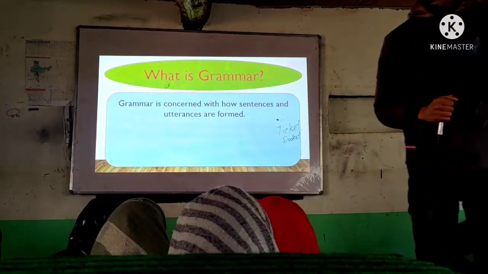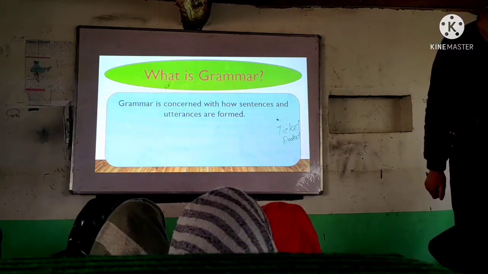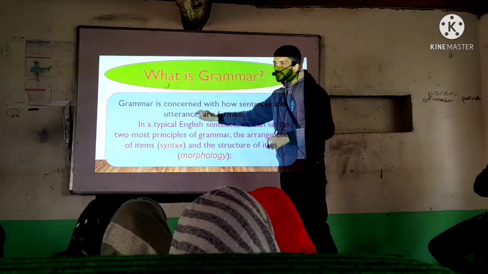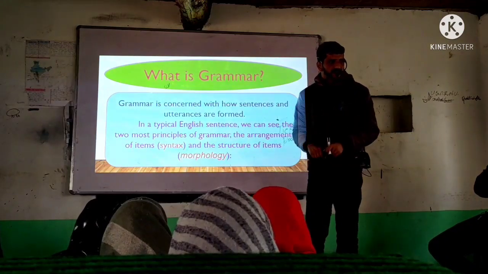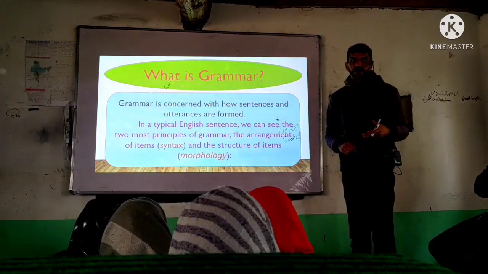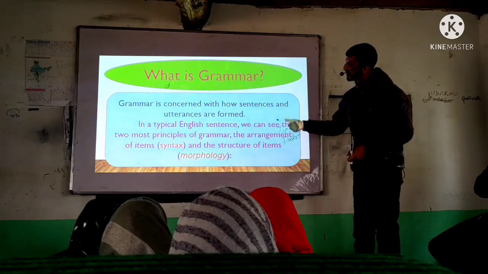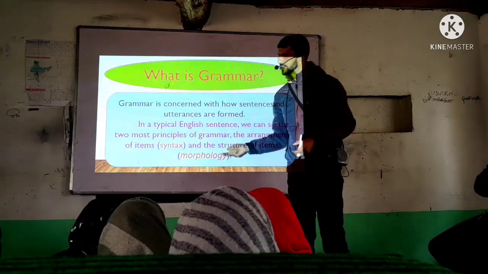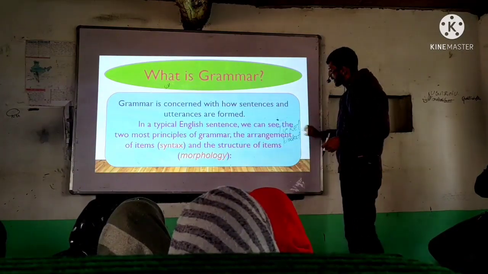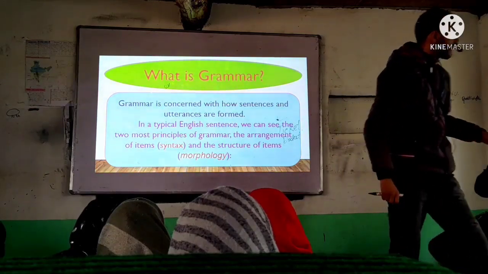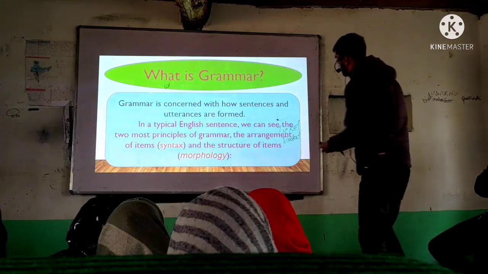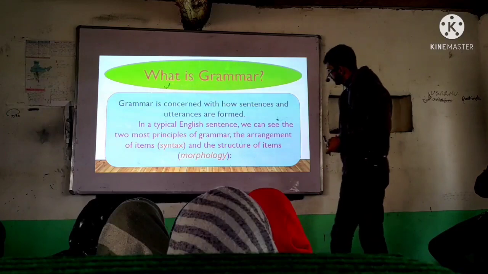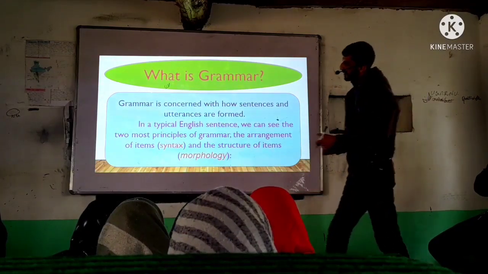Oh, there is something more that we shall add to this definition. It is concerned with sentence formation, how sentences and utterances are formed. But what it is actually that we learn in grammar is here. Whenever you look at any English sentence, you see two basic principles, basic rules of grammar. Here are the two basic rules of grammar. In a typical English sentence, we can see the two.